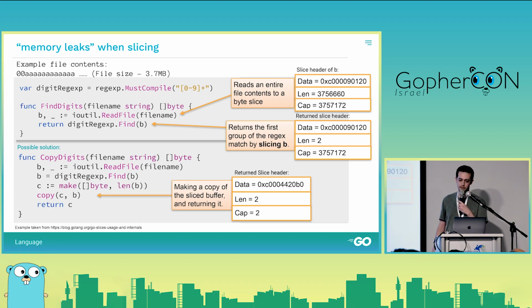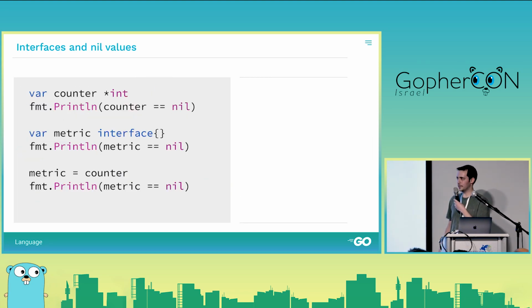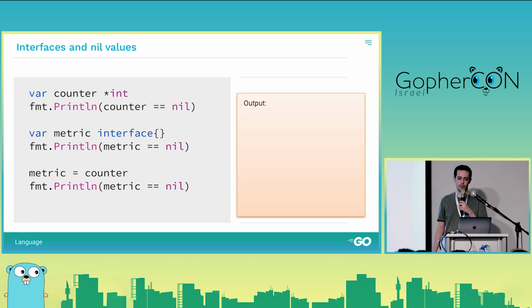Alright, enough talking about slices, let's move on. So here we have another case. First we declare a pointer to integer called counter, and we compare counter to nil. And the output of that is true.